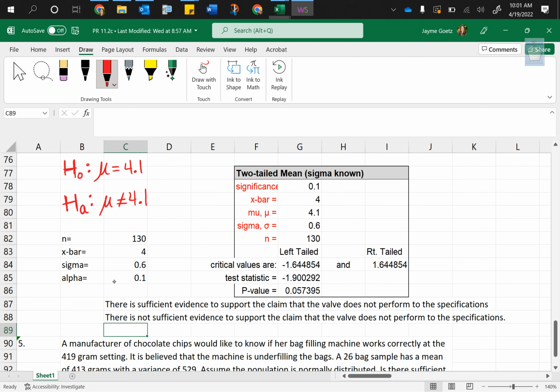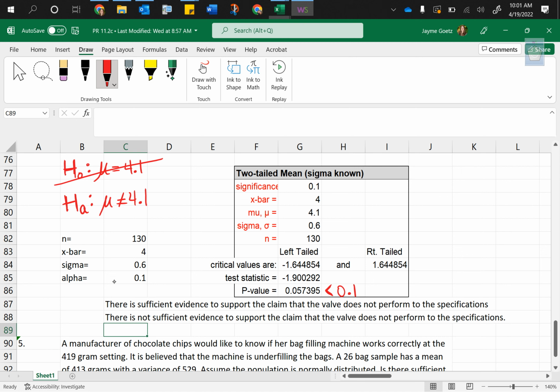P-value is 0.057. Is that greater than or less than my significance level? It's less than. So the p is low. Remind me, if p is low, the null must go. That means I've got this guy right here. It's out. That doesn't work for us.